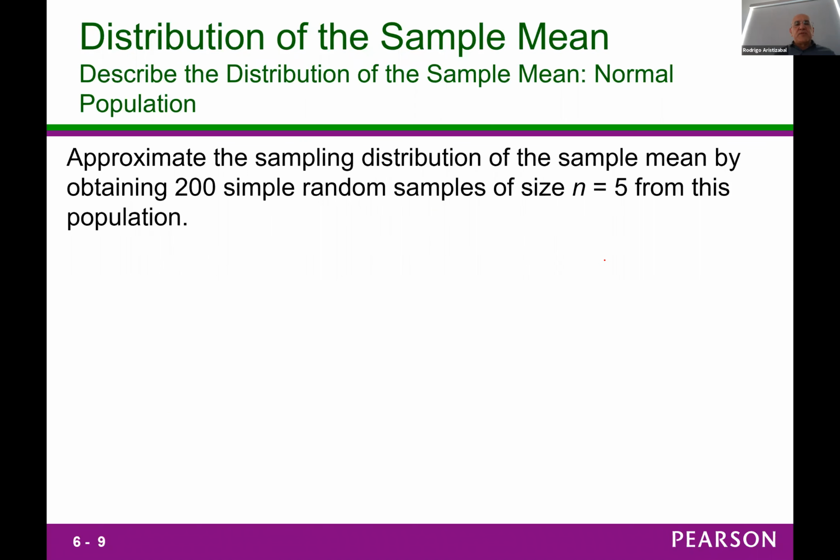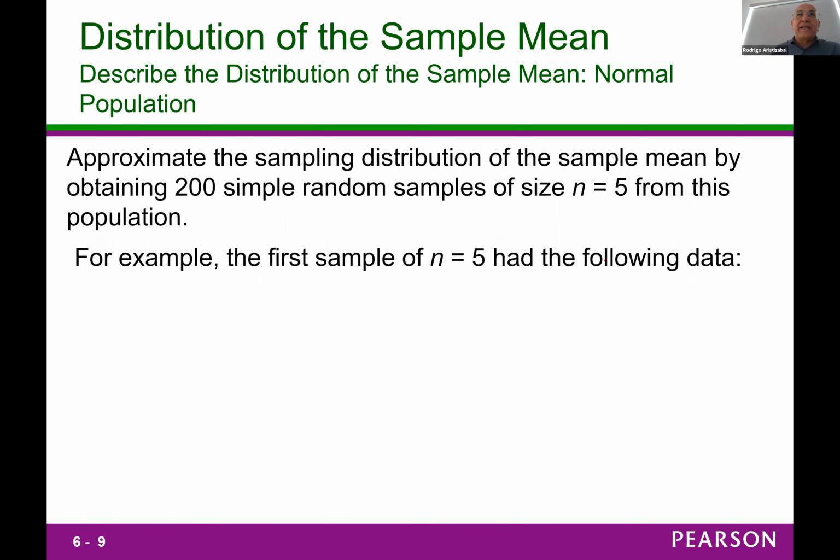Let's do this procedure not for all possible samples of size 5, but for 200 samples. From all pennies in the United States, we are going to select 200 samples, all of them size 5. And let's analyze what happened with the distribution of all of these values.